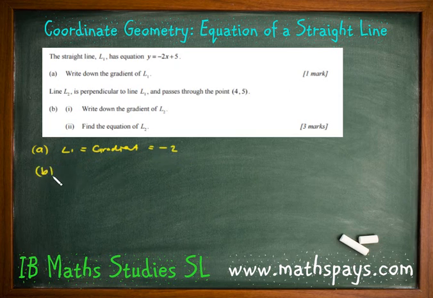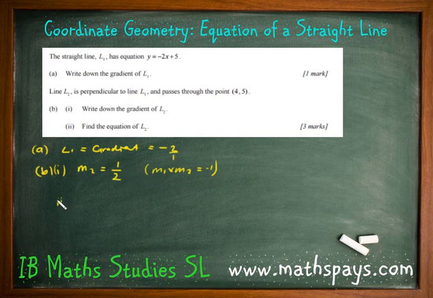Part B says to find the gradient of L2. Now L2 is perpendicular to L1, which means that M2 equals +1 over 2. Remember, that's because I do the reciprocal of -2 over 1. It already is a negative. I'm going to put in brackets there, M1 times M2 equals -1. That's just my reasoning behind it. I like to have that there.